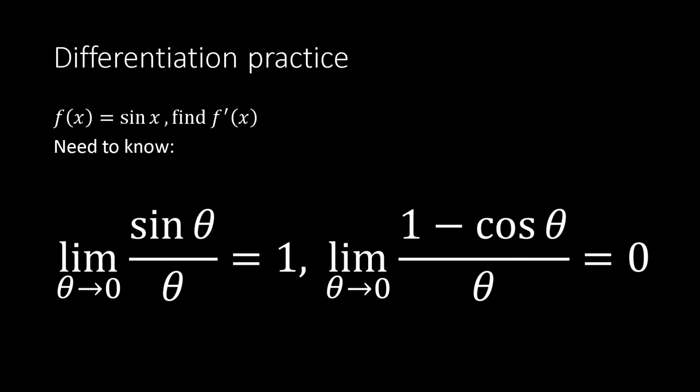There are two things that we need to know. The limit as theta goes to 0 of sine of theta over theta equals 1, and the limit as theta goes to 0 of 1 minus cosine theta over theta equals 0. Another thing we're going to need to know is the sine angle addition formula, which is the formula for sine of a plus b equals sine a cosine b plus cosine a sine b. Okay, let's move on.